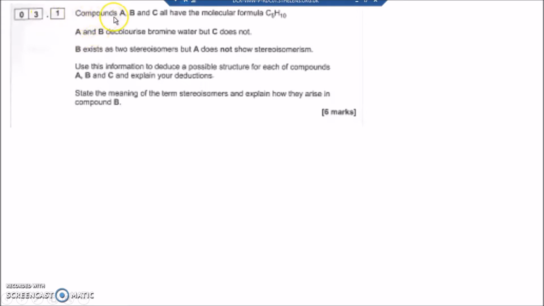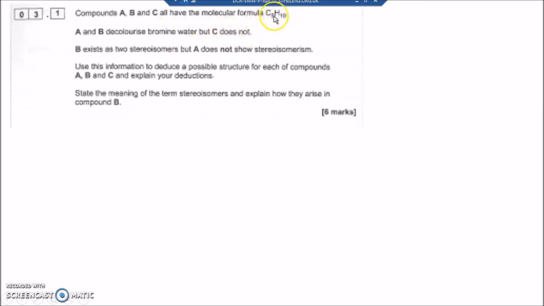Question 3, let's have a look. Let's read through it before we look at the solution. Compounds A, B and C all have the molecular formula C5H10. So C5H10, if you double the 5 it ends up as a 10, so it's got the general formula CnH2n. So on first impressions it's an alkene with a double bond. A and B decolorise bromine water, so A and B do have a double bond, but C does not. So that's strange.